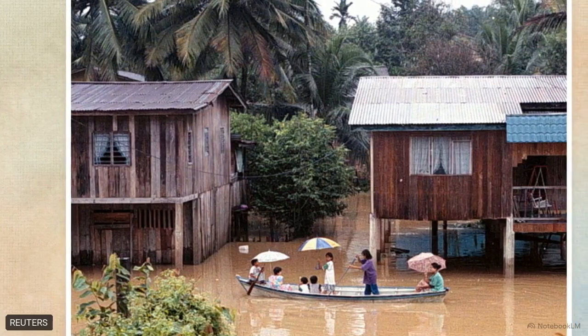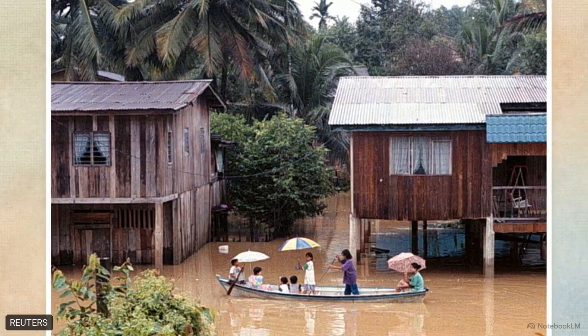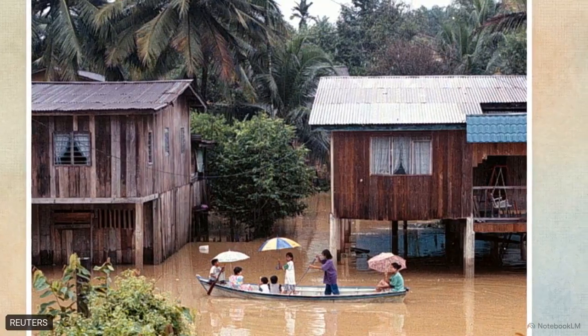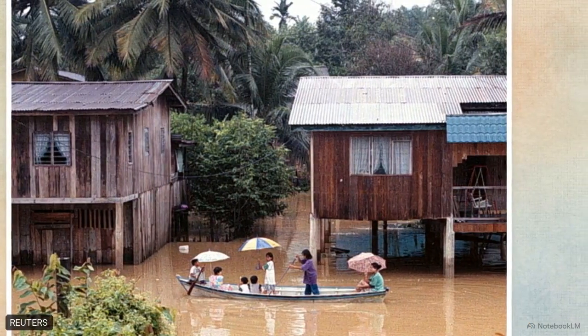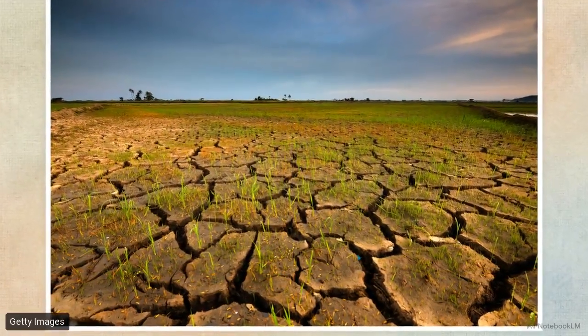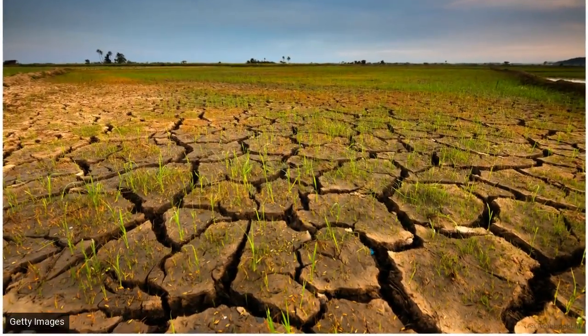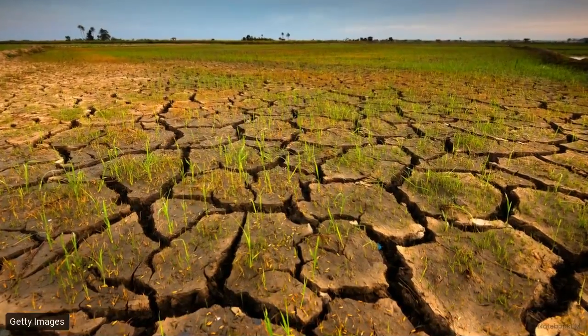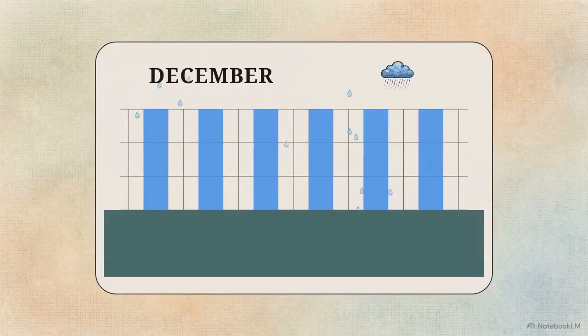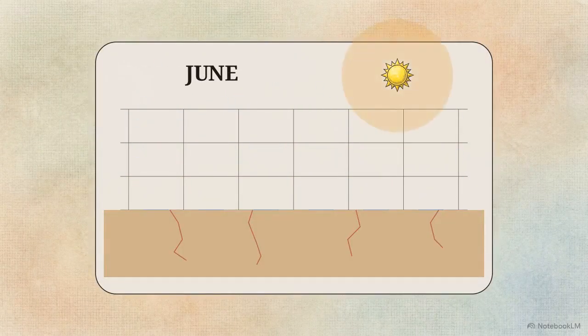This is the reality of Malaysia's monsoon season, where extreme flooding can drown an entire harvest in a matter of days. But just a few months later, that same land faces a different threat. Severe mid-year dry spells leave the earth parched and cracked. Crops must endure a cycle of too much water, followed quickly by too little.